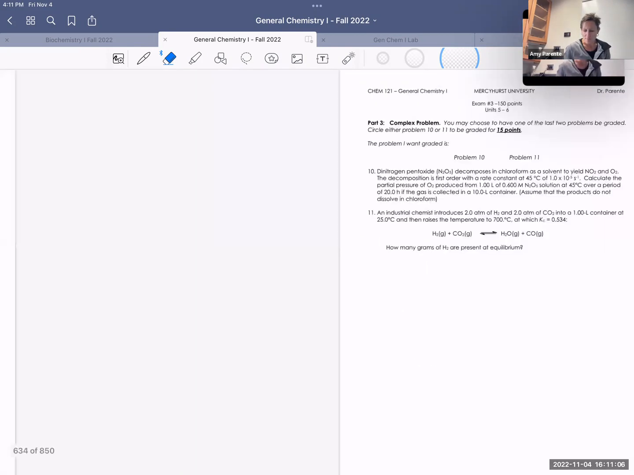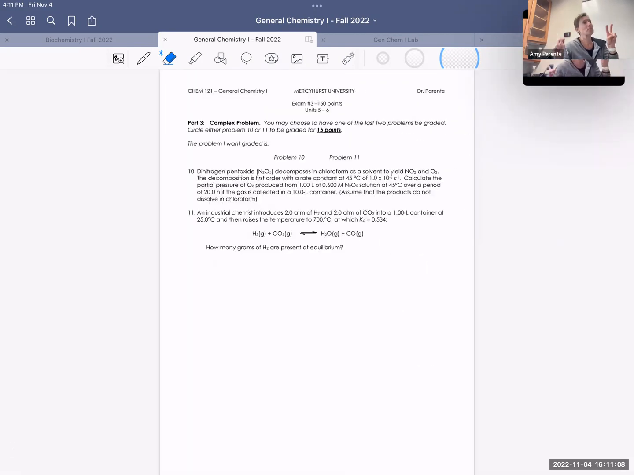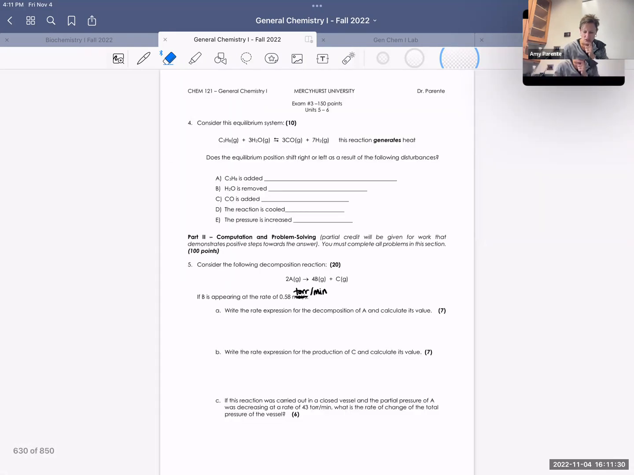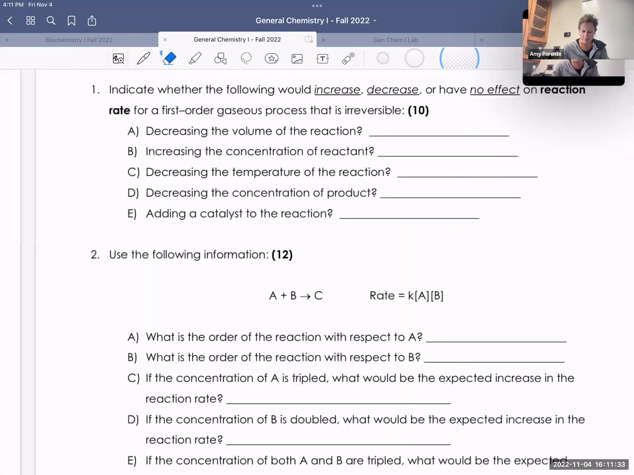And then we're going to have a complex problem, which is either going to be equilibrium or rate. You get to pick one. So these are going to be ones you haven't seen at all. It's not like it's going to be the same flavor of a problem where I just changed the numbers, but you have to figure out, is it kinetics or equilibrium that you want to do for this extra problem. So let's just start at the beginning.